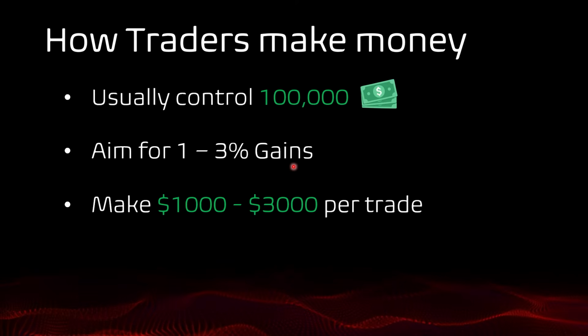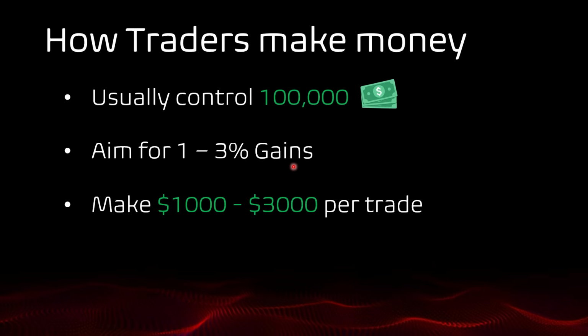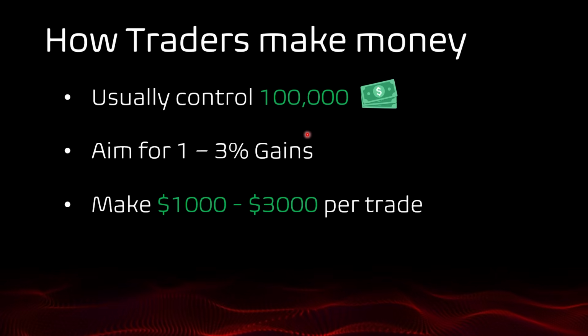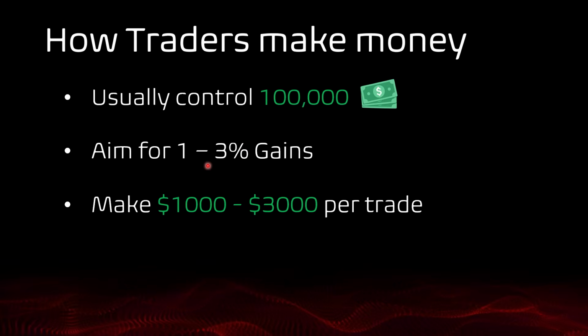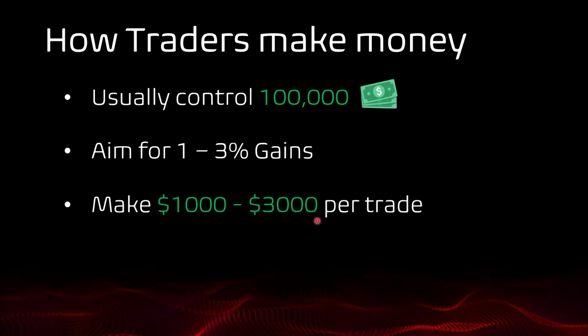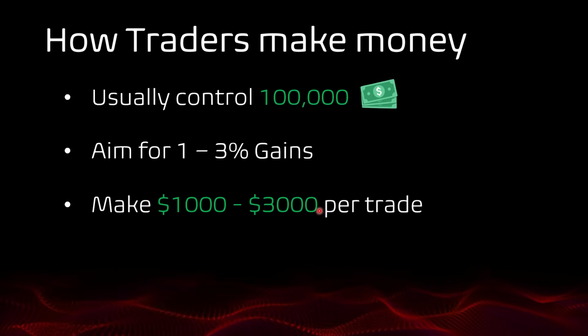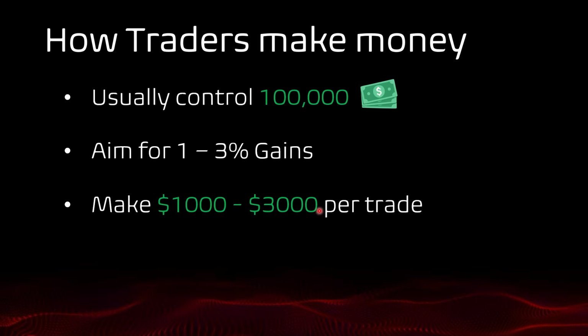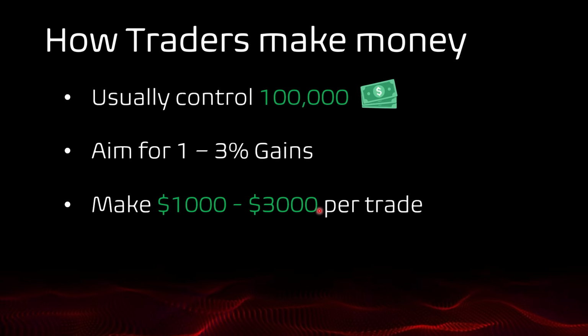Now, if you're wondering how traders actually make money, oftentimes they will try to get their account to around $100,000. And what they will try to do is aim for around 1 to 3% gains so that they can make around $1,000 to $3,000 per trade. And with that kind of money and capital, you don't really need to use ridiculous amounts of leverage. That's how the majority of traders are making money in those markets.